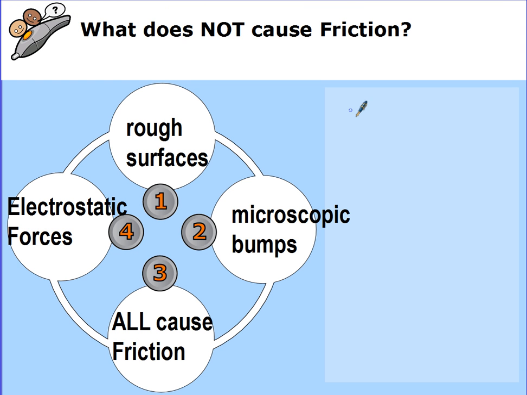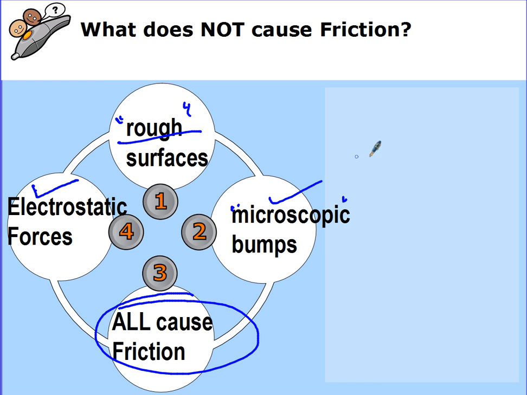What does not cause friction? Let's see. Rough surfaces. Well, we know rough is a key word in physics for friction. Microscopic bumps. Actually, this is true. Electrostatic forces. Yep, those cause friction too. So the correct answer here is all of them.